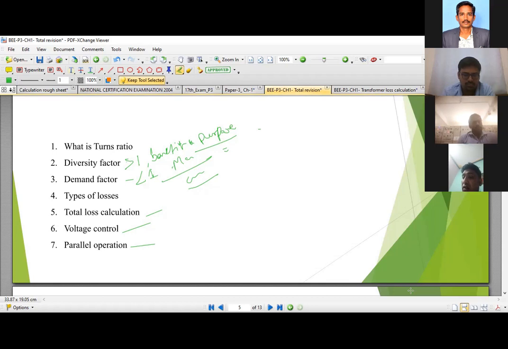What are the criteria, the parameters? The parameters will be the same phase angle between the primary and secondary terminal. Same voltage ratio of the transformer, same impedance percentage, same phase sequence, and same polarity.